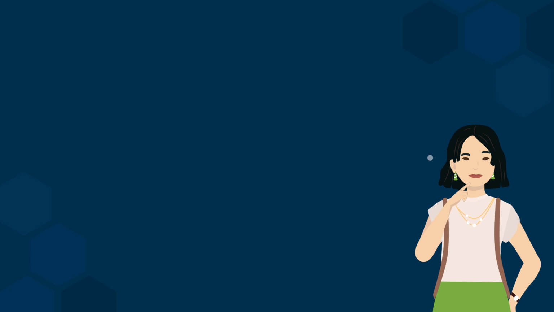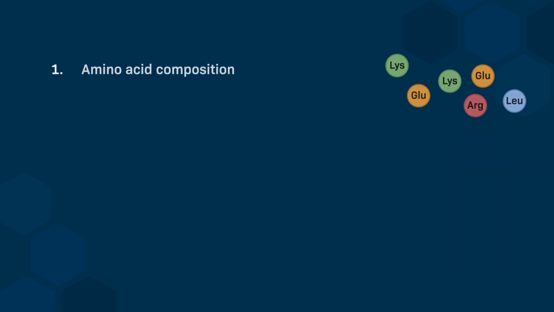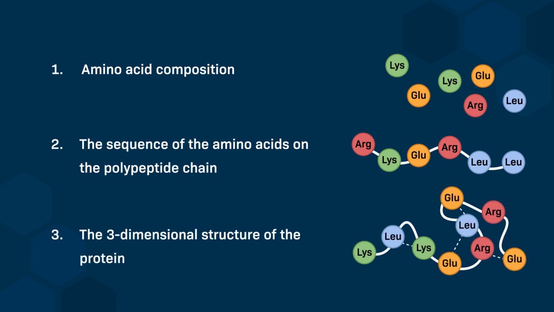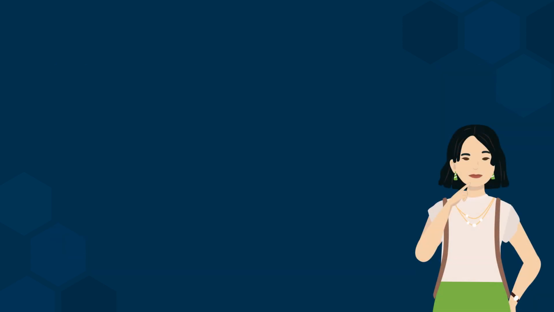So now we need to ask another question. Is there physical evidence that hereditary information is transmitted through proteins? Proteins are essential for the functioning of cells, and each protein is characterized by three things: its amino acid composition, the sequence of amino acids along the polypeptide chain, which we call the primary structure of proteins, and the three-dimensional structure of the protein, which is determined by the primary structure. So, how are these proteins made?